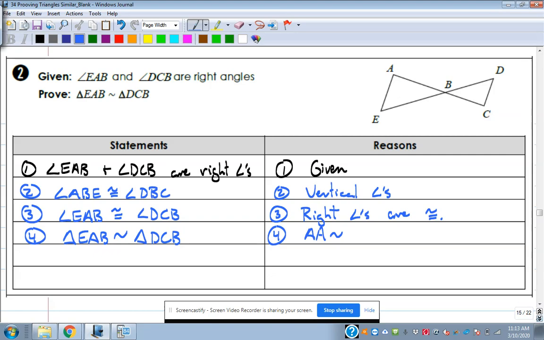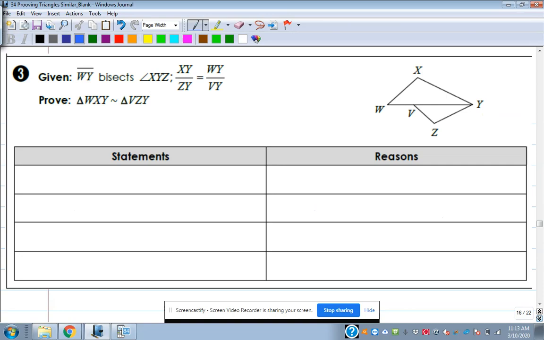All right, let's look at number 3. A little bit different thing going on here. It says WY bisects angle XYZ, and then they give us a ratio out of that. So I'm going to write WY bisects angle XYZ, given, and I'm going to use that first. What does that bisector do? Gives me two equal angles, right?